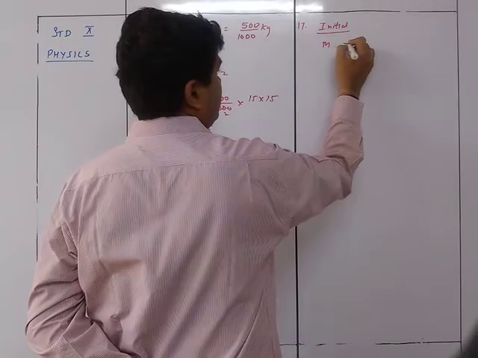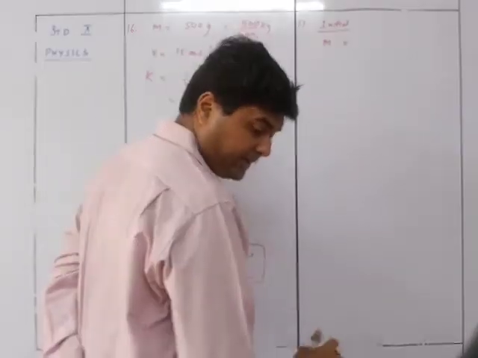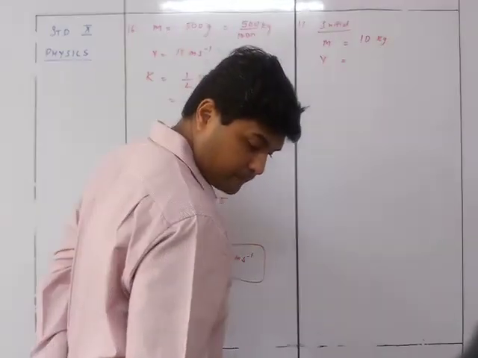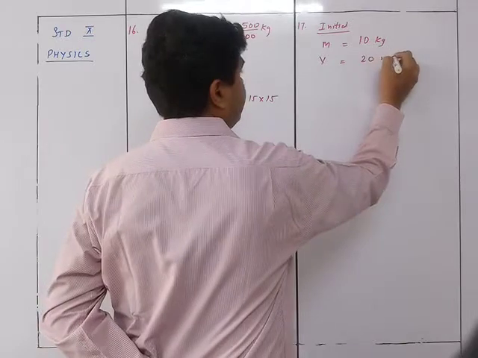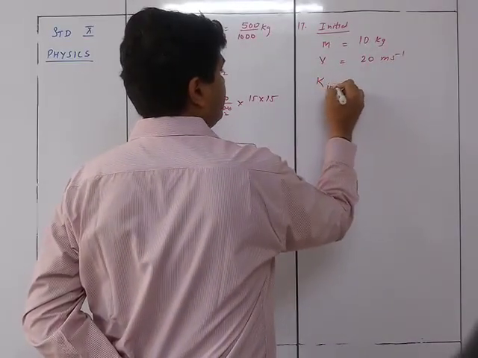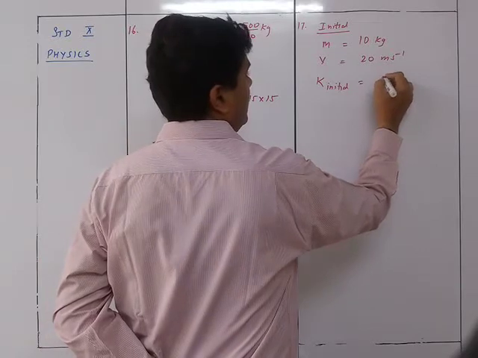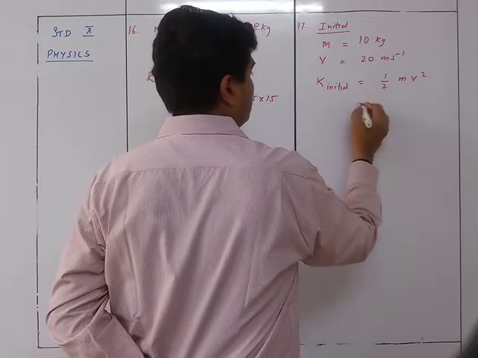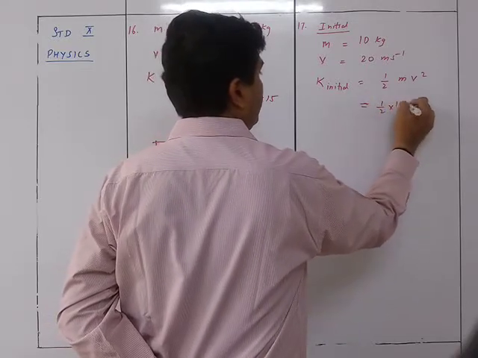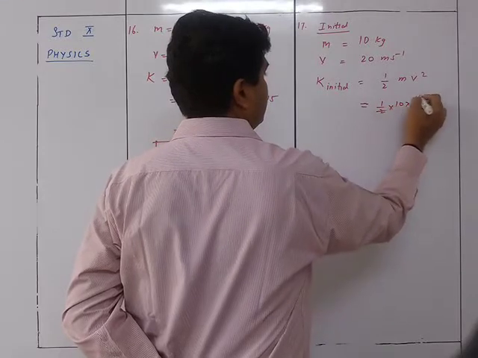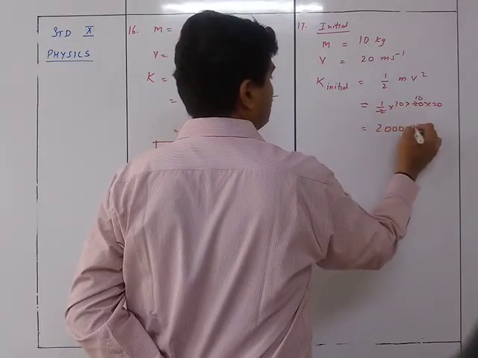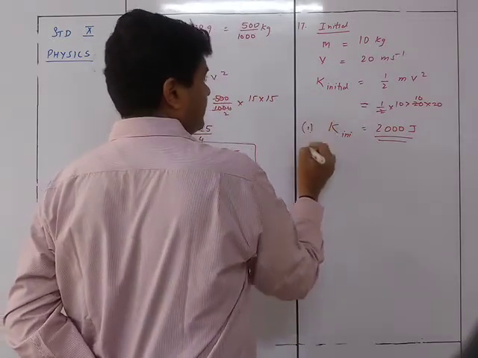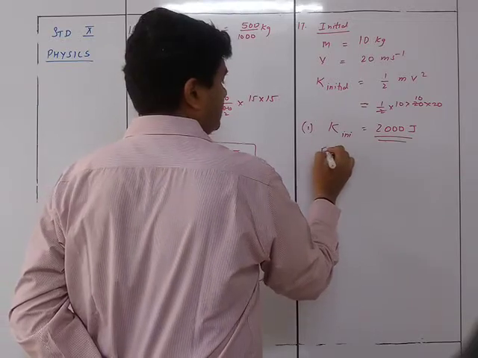M is equal to 10 kg. Velocity is equal to 20 meter per second. So K initial is equal to half into mv square, which is half into 10 into 20 into 20. That's going to be 2000 joule. So K initial is 2000 joule. That's the first part. Now the second part, final.